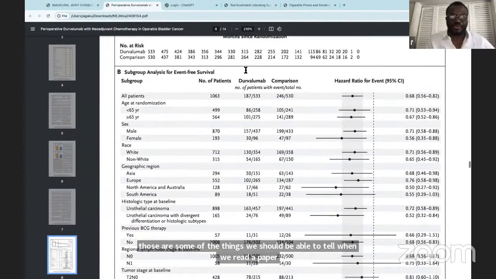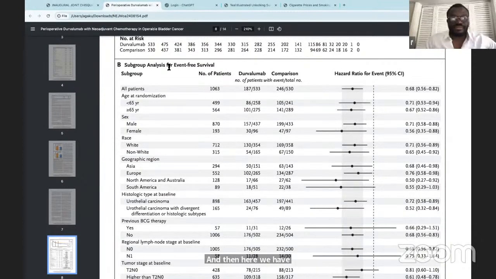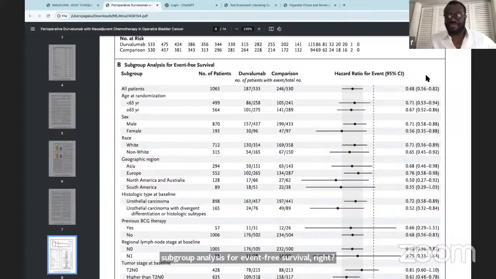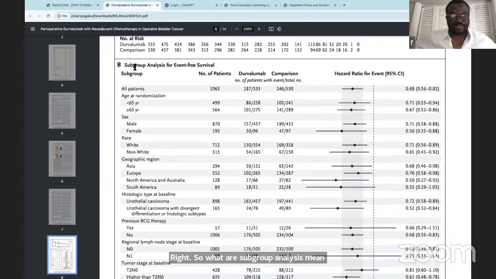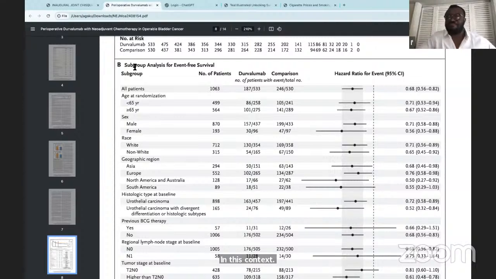And then here we have subgroup analysis for event-free survival. Who can interpret this result for us? First things first, have a practice that before you jump into reading things, make sure you always read the title first. So what does subgroup analysis mean in this context? And why might we want to do that?